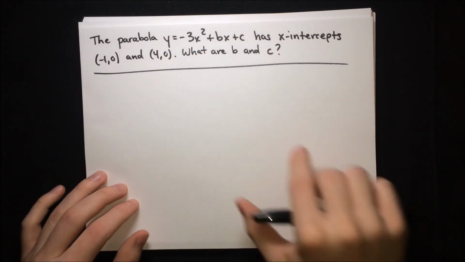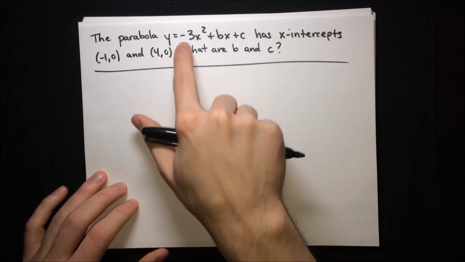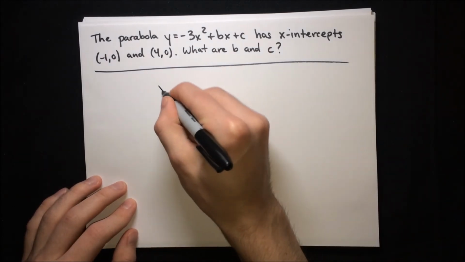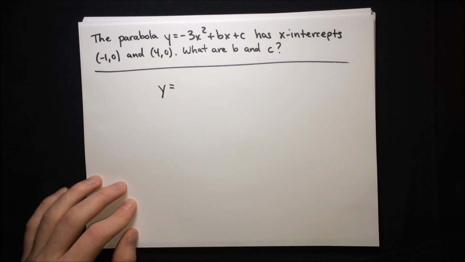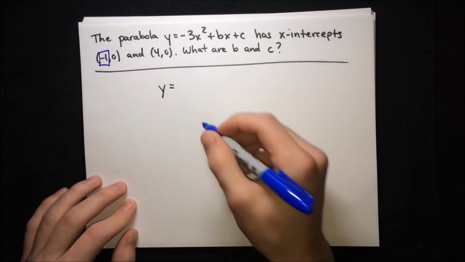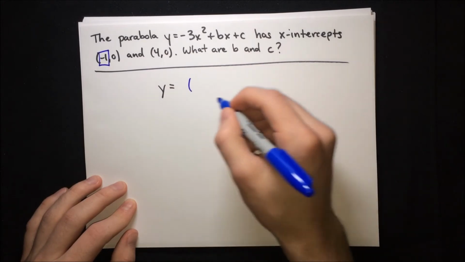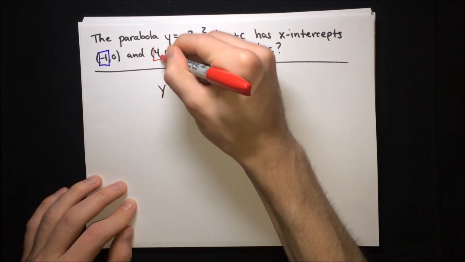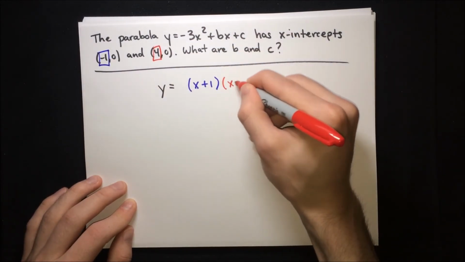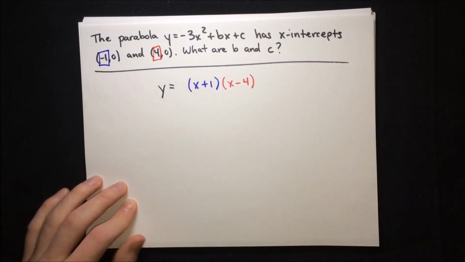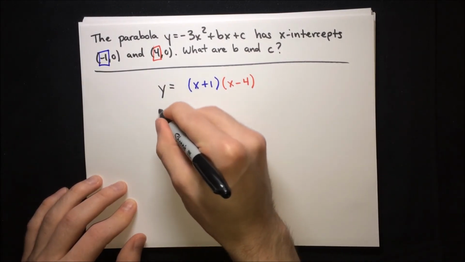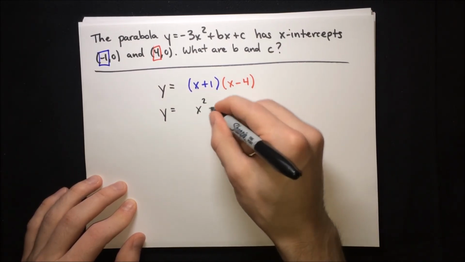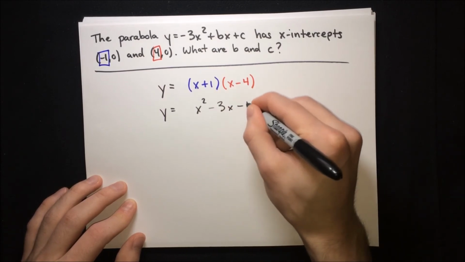This example is pretty similar to the previous one, but because there's a negative 3 in front here, there's going to be a little twist thrown in. Don't worry about it just yet, but let's get the factors first. So y equals, this is the first x-intercept, and the factor corresponding to the x-intercept of negative 1 is x plus 1, and then the second x-intercept is that 4, so x minus 4. And let's go ahead and multiply that out. y equals x squared, 1 minus 4, minus 3x, and then minus 4.